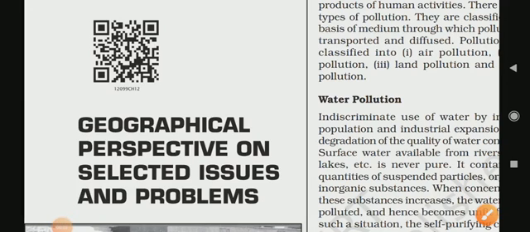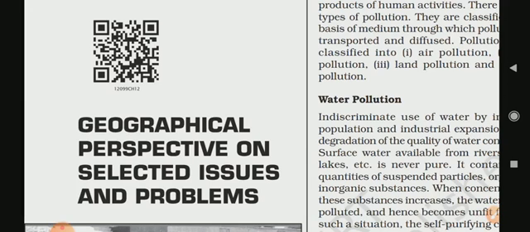So, today we are going to deal with a new chapter. This is your last chapter of Geography Part 2nd book. And here we'll discuss the new topic: Geographical Perspective on Selected Issues and Problems.